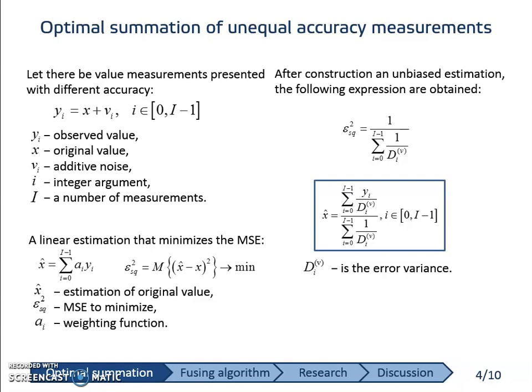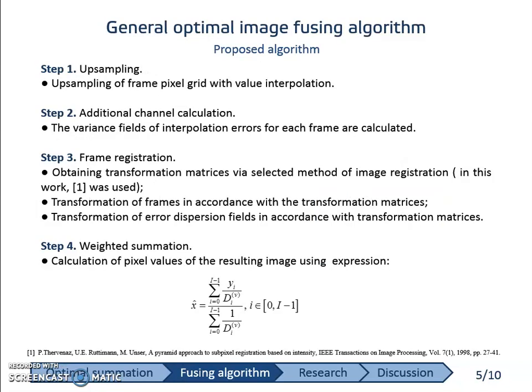Of course, the derived expressions are not brand new, they are well known. However, we have not found any application of this theory to the image fusion task. So that completes my overview of the optimal summation of unequal accuracy measurements. And now let us turn to the proposed algorithm.